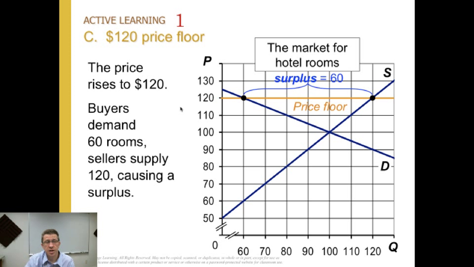So both the price floor and the price ceiling will cause either shortages or surpluses if they're binding. If it's not binding, we just have whatever the original market outcome is. That is what we will see again.